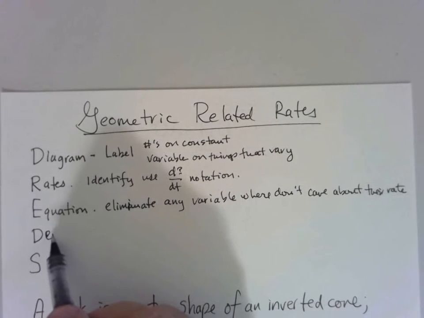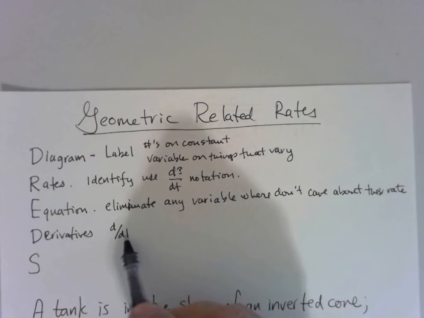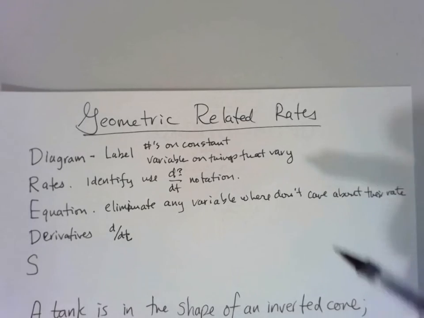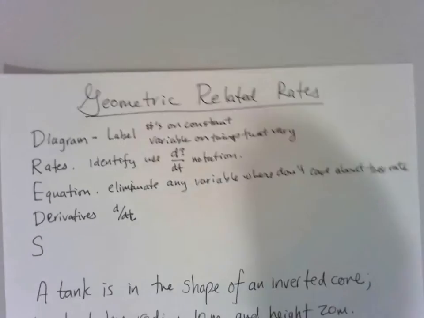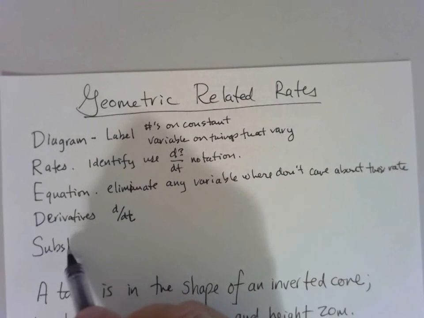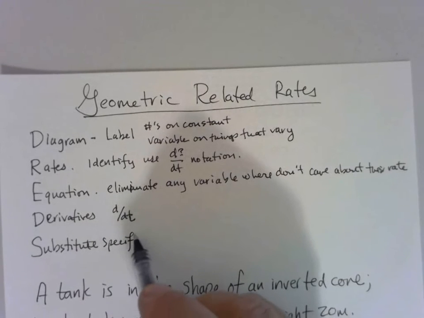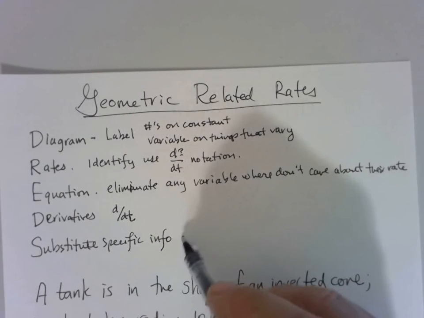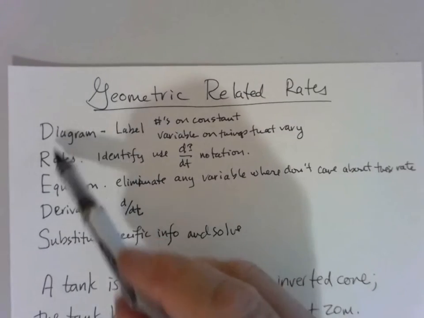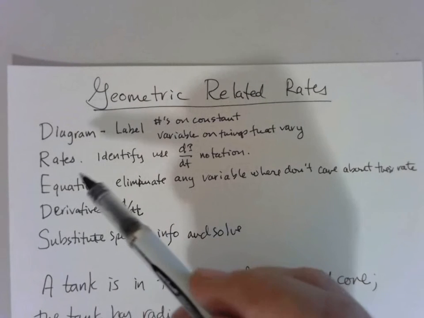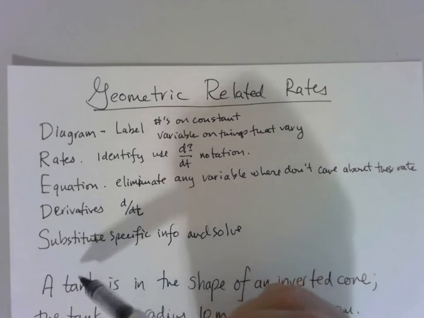Next, you're going to take derivatives. This is going to be implicit differentiation, d/dt. So they're going to be time derivatives, and everything that's varying, you have to remember, is a function of time. You have to use implicit differentiation. And then you're going to substitute specific information and solve. So this is his DREADS acronym: diagram, rates, equation, derivatives, substitute specific information.